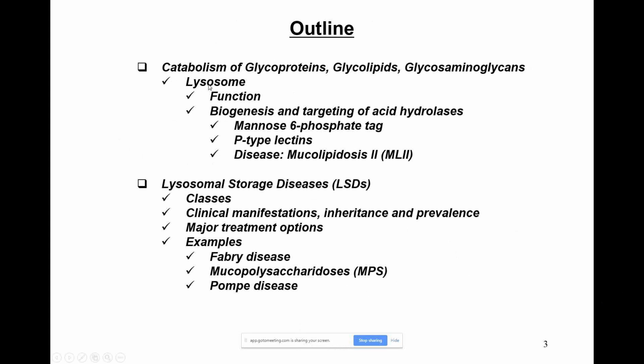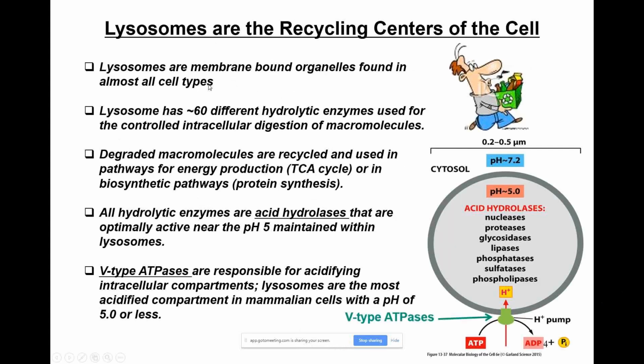So let's first look at the lysosome. What's the lysosome? I like to refer to it as the recycling center of the cell. Lysosomes are membrane-bound organelles found in virtually all cell types. They contain a repertoire of about 60 different acid hydrolases, such as proteases, glycosidases, and lipases, that are able to degrade glycoproteins, glycolipids, and glycosaminoglycans. That's why I call it the recycling center of the cell.